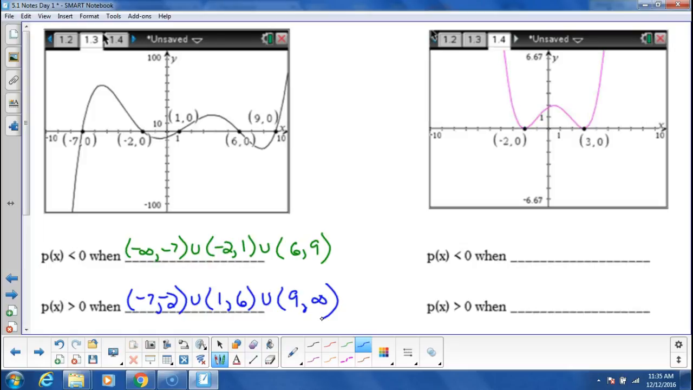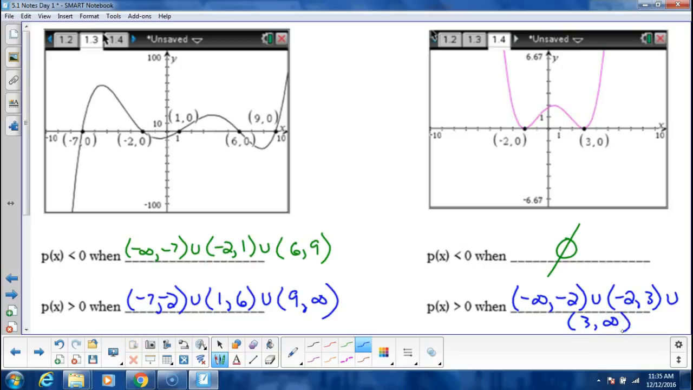Last one. Is it ever negative? No. So that would be the empty set or none. Okay, one of the two. And when is it above the x-axis? Always, right? Okay, except at the 2's, right? So that would be from negative infinity to negative 2, unioned with negative 2 to 3, unioned with 3 to positive infinity.